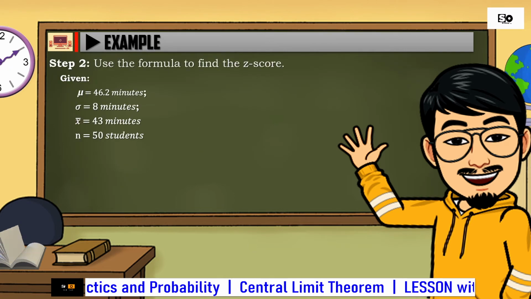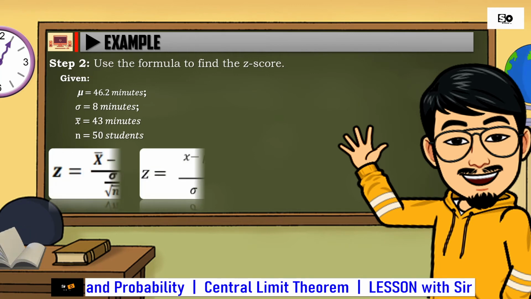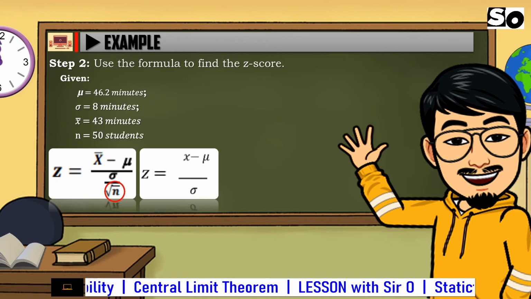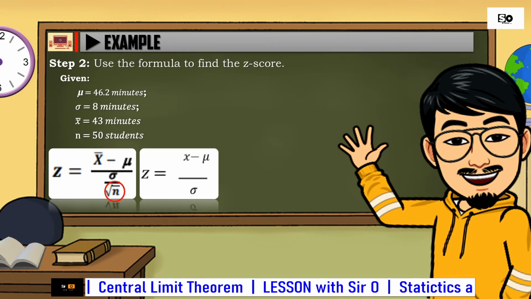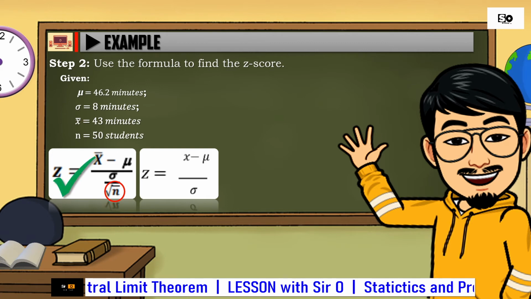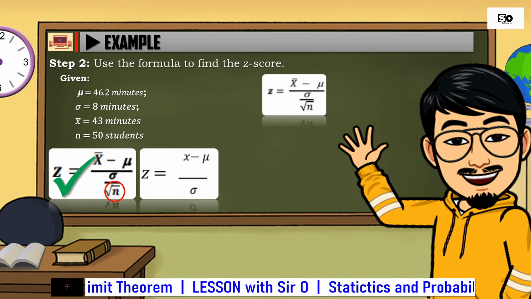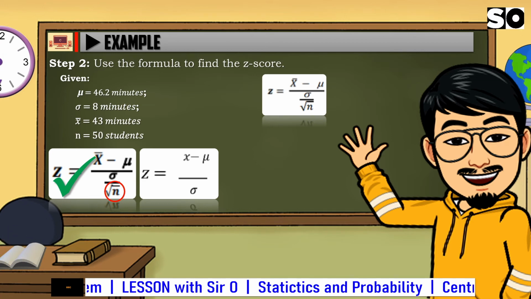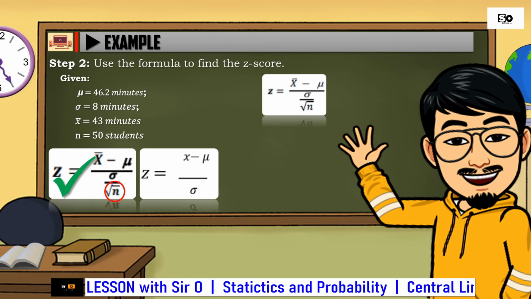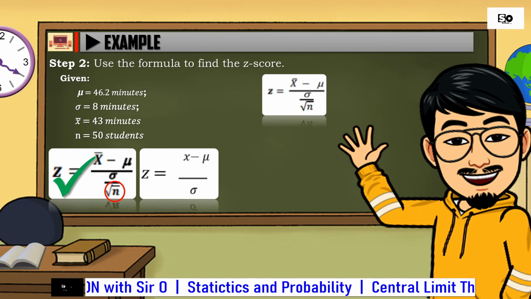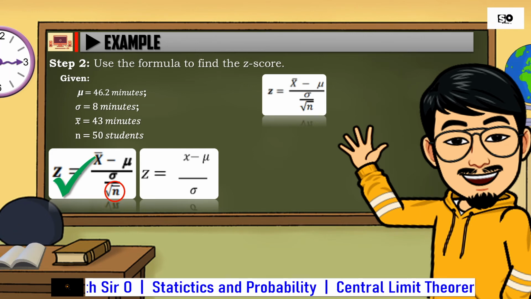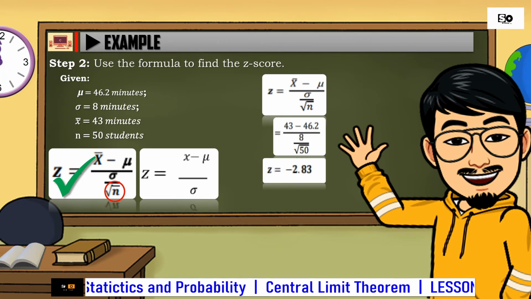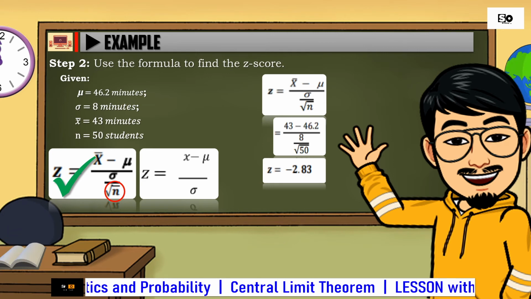Step 2. Use the formula to find the z-score. We have two formulas in finding the z-score. The first formula has the sample size. So, we are going to use the first formula. Z-score is equal to sample mean minus population mean over population standard deviation over square root of sample size. Substitute the given. Z-score is equal to negative 2.83.